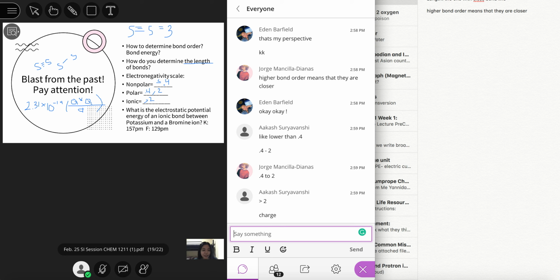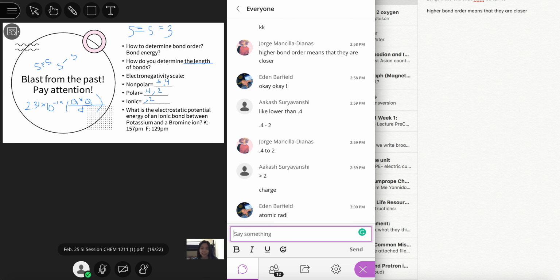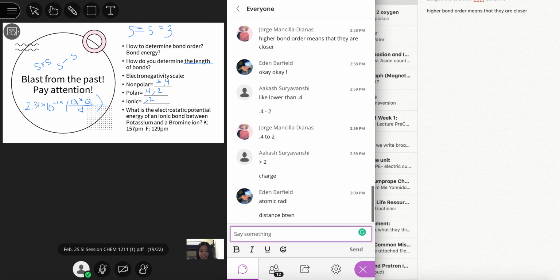And then D stands for, what is D? Nope, not atomic radii. What does D stand for? I think you're overcomplicating it. Distance, yes. So for this, you're just multiplying charges, right? So it's 1 times negative 1, because potassium is positive, bromine is negative. It's going to be negative 1 over the distance.